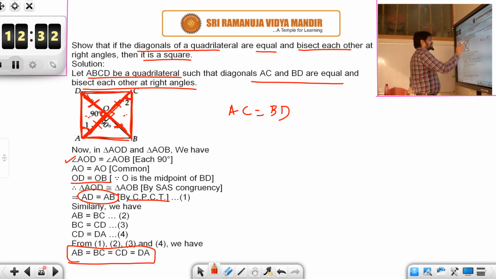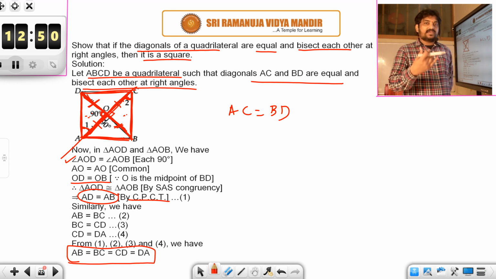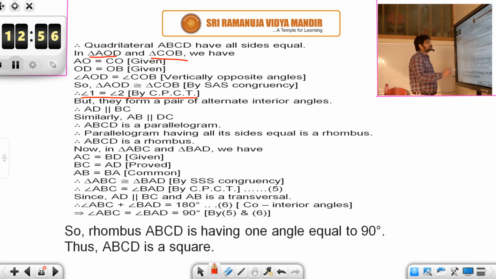See, if you consider DC and AB, and consider AC as a transversal, then 1 and 2 form an alternate angle pair, right? If they form an alternate angle pair, that means AB is parallel to CD, right? Only if AB is parallel to CD, then alternate angles will be equal. So hence, AD is parallel to BC.